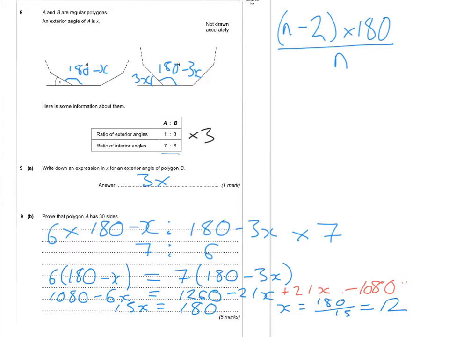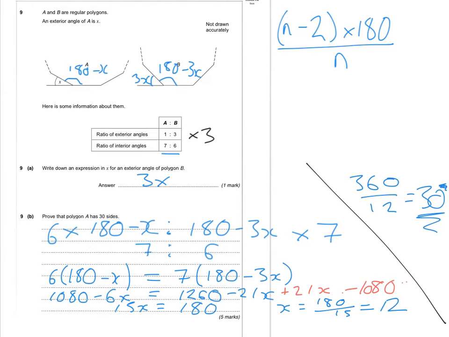Then using 360 over 12, that is equal to 30 degrees. 30 sides, sorry. Okay.